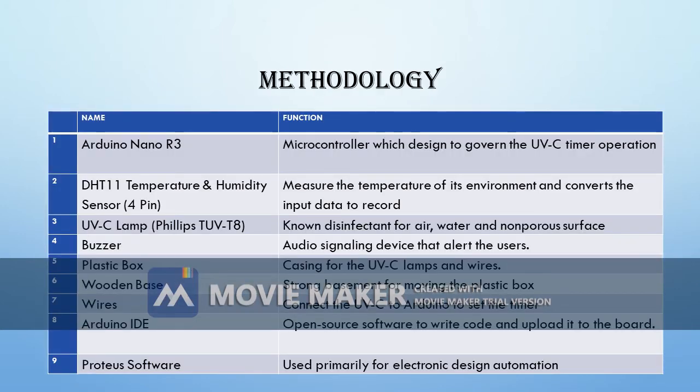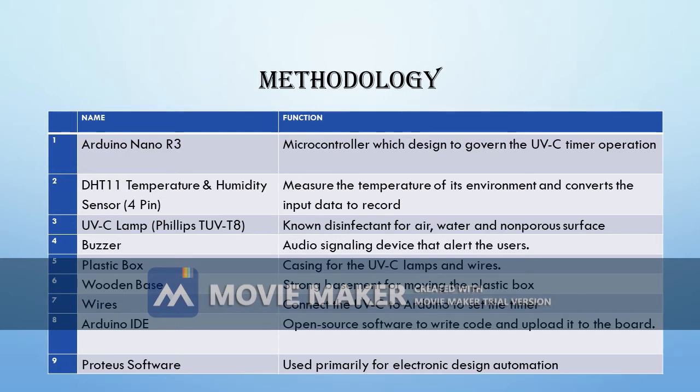Moving on to the methodology. I use the Arduino Nano R3 as the main component of my project. It is a microcontroller designed to govern the UVC timer operation. The next is the DHT11 temperature and humidity sensor. This sensor will measure the temperature of its environment and convert the input data to a record.